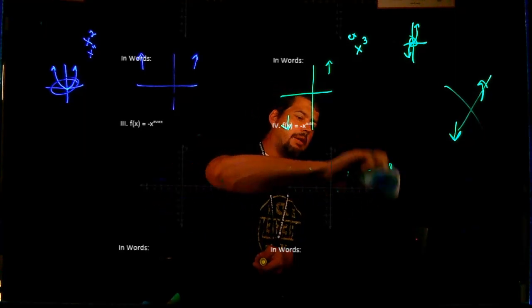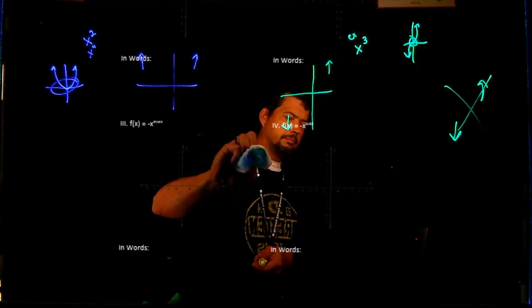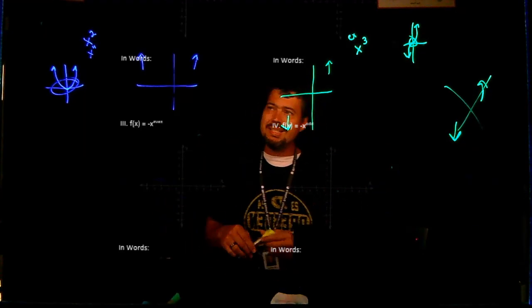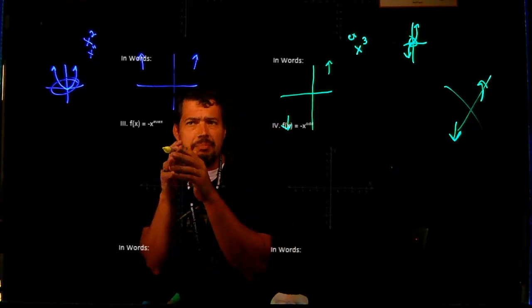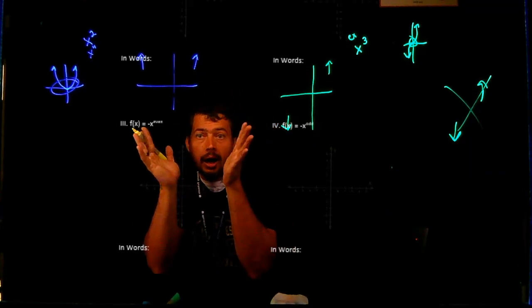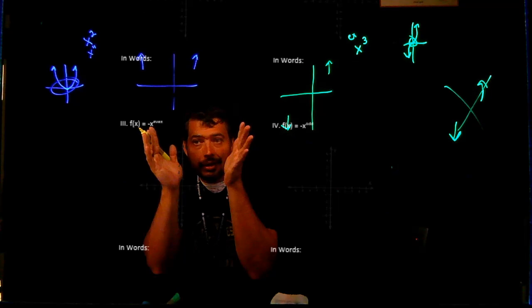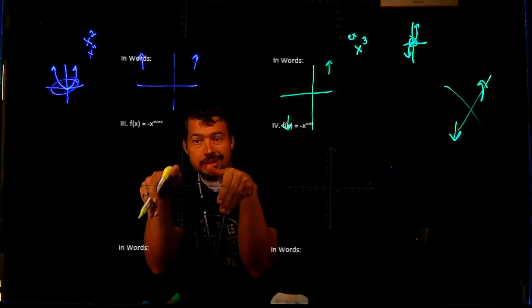Now I'm leaving those graphs up there for a reason, because this is negative x to the even. And if positive x to the even opens up, it ain't rocket science. Negative x to the even goes down, down.